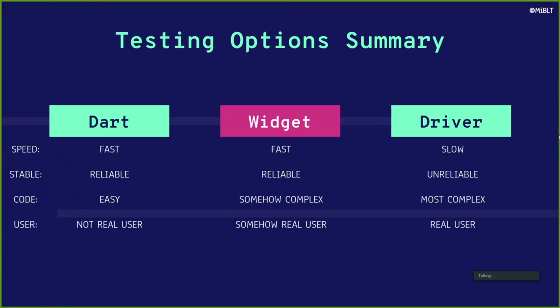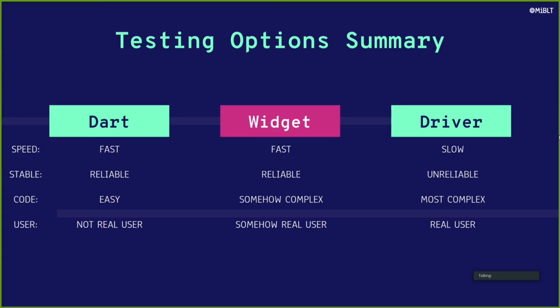A quick summary of the three options. In terms of speed, both Dart and widgets are quick, while driver tests take a while to run because they cannot run in parallel and we need to compile the app to run them. In terms of stability, we see that both Dart and widget are very stable, while driver tests will be a bit more unreliable because they depend on the device, the state of the app, etc. In terms of coding, writing Dart test is the easiest one. Widget test can get complicated, to be honest, and driver test is way more complicated than the other ones.